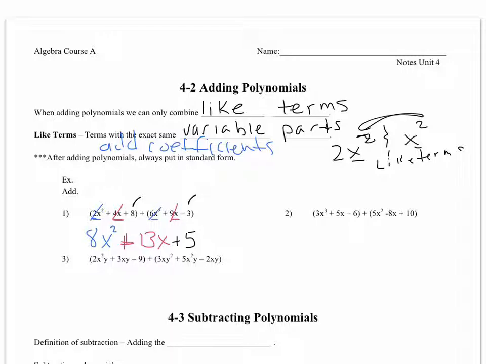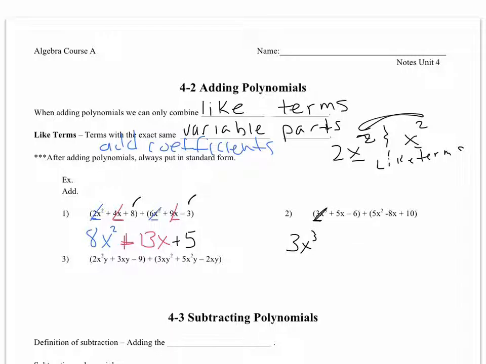You try number 2 and then come back and check your answer. All right, let's see how you did. We have 3x cubed here. I don't see another 3x cubed, so I'm just going to bring 3x cubed along. Nothing to combine it with.